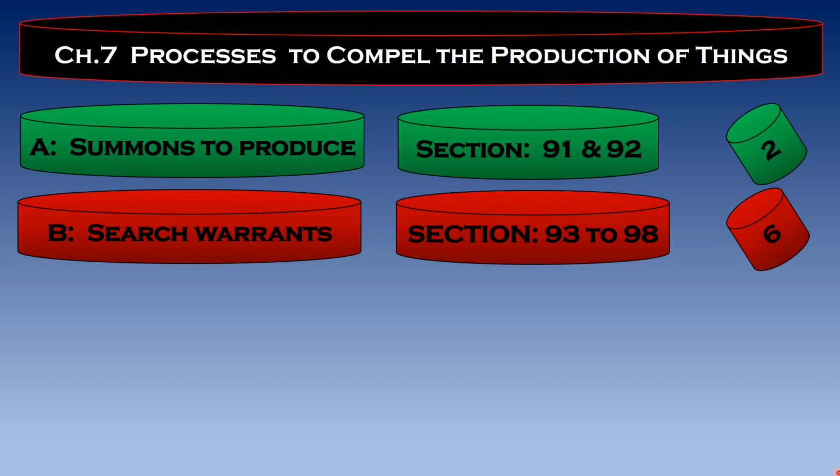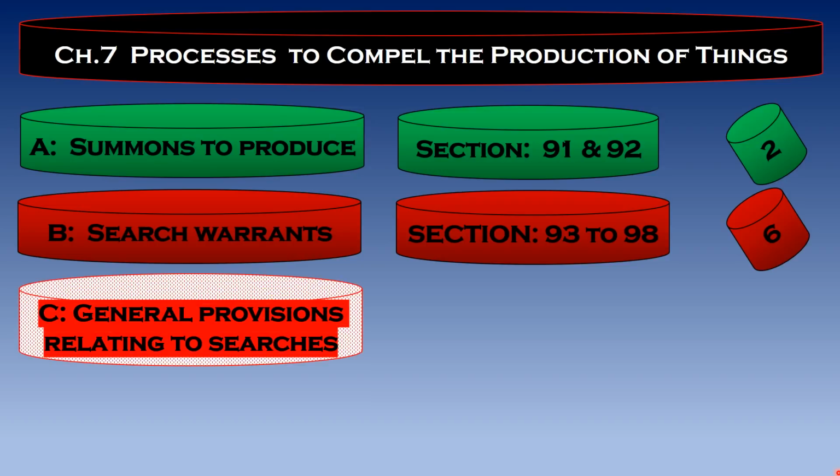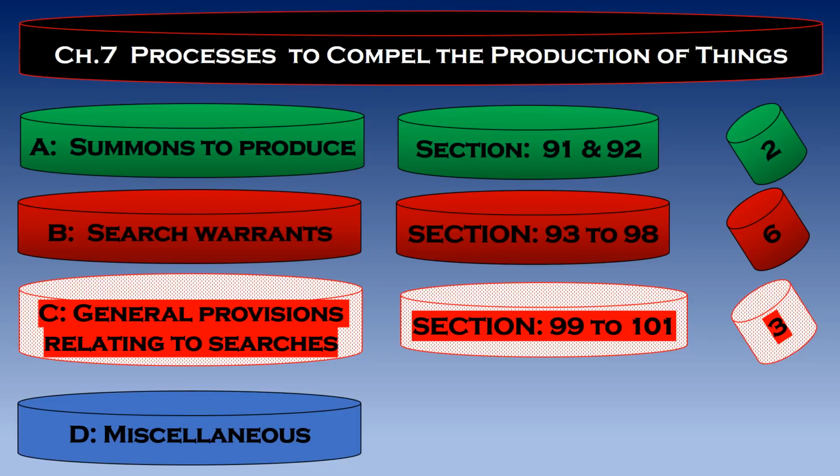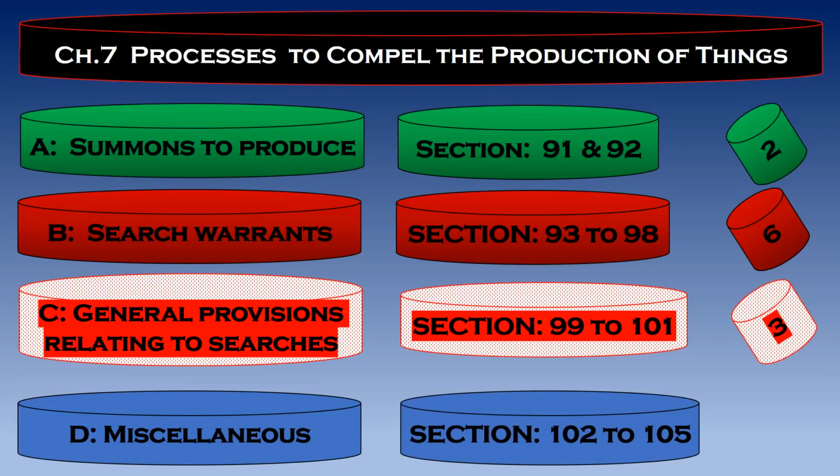Now, there are general provisions relating to searches. Since it is also related to search, I have colored it again in red but with white dots, so that you can correlate it, and it is given under sections 99 to 101. Only 3 sections are there. The other remaining processes are covered in D part, that is miscellaneous, under sections 102 to 105, and there are a total of 4 sections. So it is a very small chapter. We can cover it very quickly and very easily.